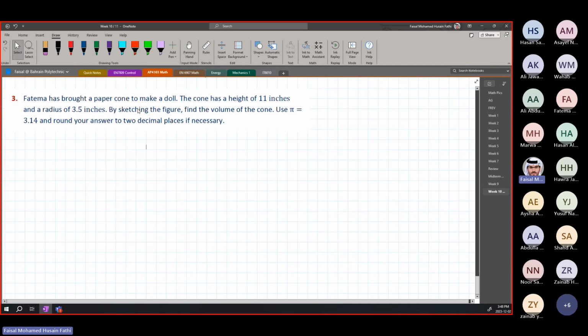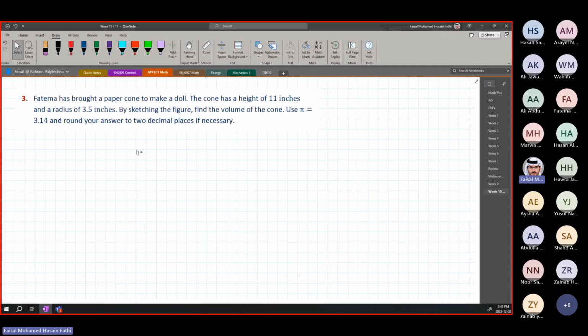Okay. Fatma has brought a paper cone to make a doll. So what's written first? Paper cone. So you have a cone shape. You have a cone. You know that this has to have a radius r and then a height h over here, so you are able to solve it.